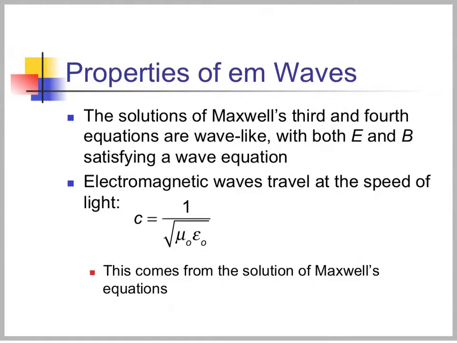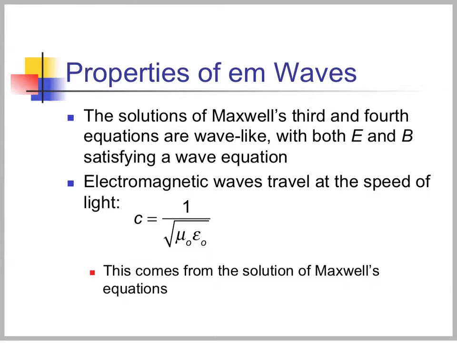The solutions of Maxwell's third and fourth equations are wave-like, with both E and B satisfying the classical wave equation, where the speed at which those electromagnetic waves travel is 1 over the square root of mu naught epsilon naught. And this comes from solutions of Maxwell's equations, which we will look at. Now, this was an extremely interesting discovery, because remember, epsilon naught is the constant that relates the force between two charged particles.